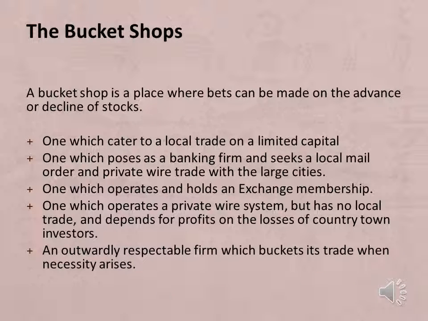In The ABC of Stock Speculation, the bucket shop is very important, which is a place where bets can be made on the advance and decline of stocks. There are some bucket shops of the following types: one which caters to a local trade on a limited capital; one which poses as a banking firm and seeks a local mail order and private wire trade with the large cities; one which operates and holds an exchange membership; one which operates a private wire system but has no local trade, and depends for profits on the losses of country investors; and an outwardly respectable firm which buckets its trades when necessity arises.